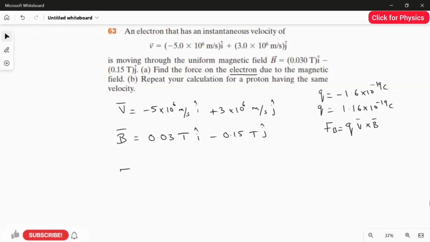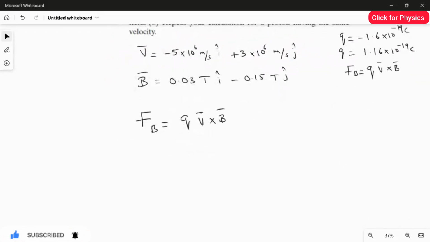So let's rewrite the rule. What is the rule? F_B is equal to q v vector cross B vector. So now what I'm going to do is first find the value of v cross B, and after that I'm going to multiply with the charge. The v cross B rule you already studied in chapter number 3, Physics 1, vectors. So this is a cross b.